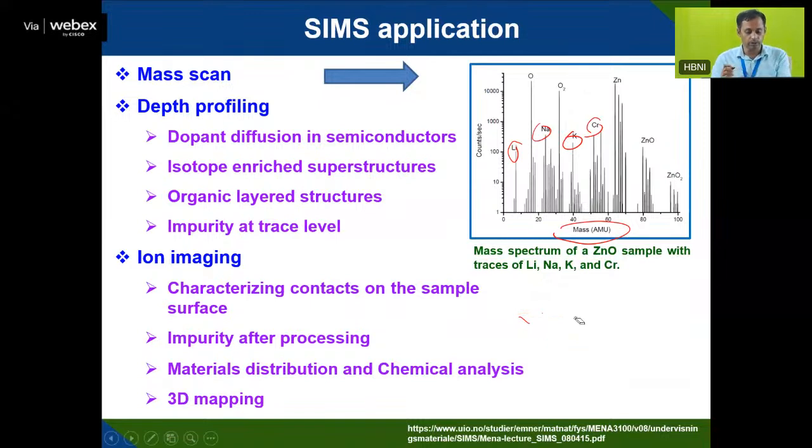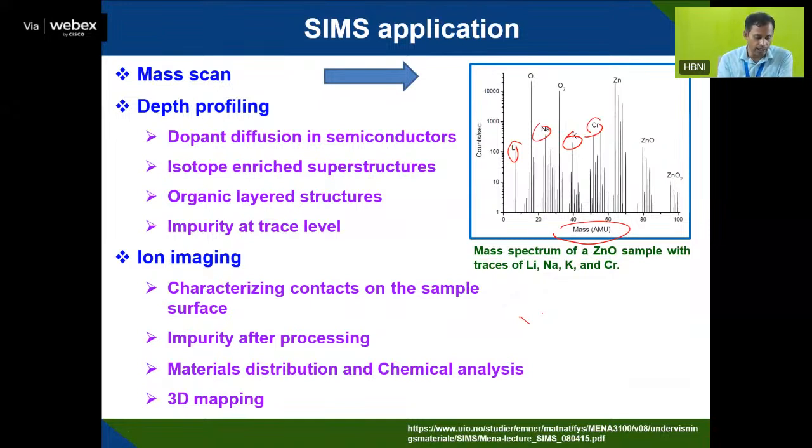So you can study, for example, dopant diffusion in a semiconductor. You have zinc oxide doped with nickel, cobalt, chromium. In this material, the spectra mainly show lithium, sodium, potassium doped in ZnO. So you can identify the dopant elements, isotope-enriched structures and isotope labeling. For organic structures, depth profiling is possible, and impurities or trace elements can be identified using SIMS.